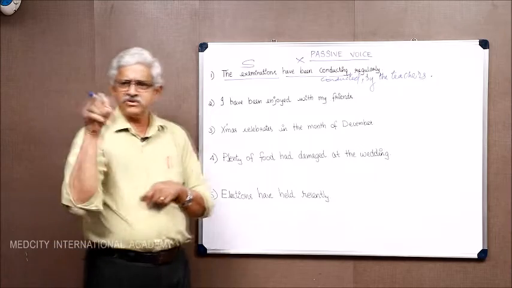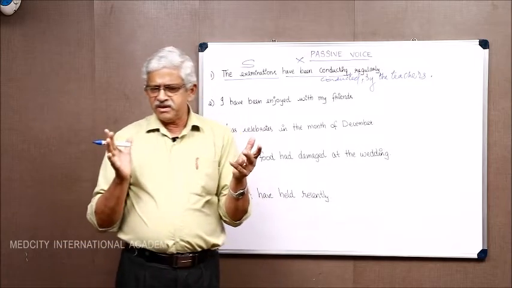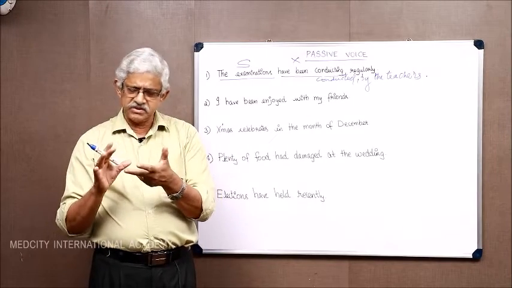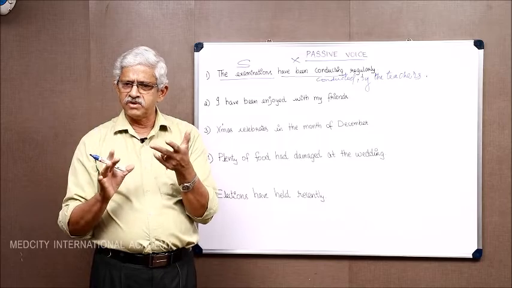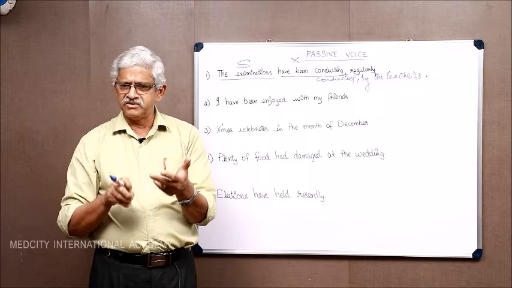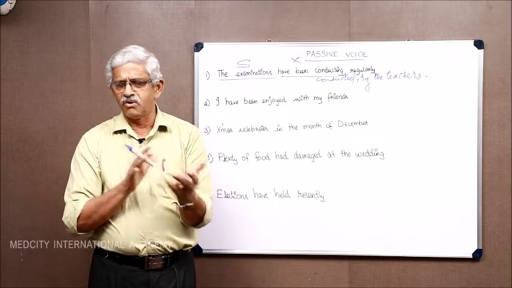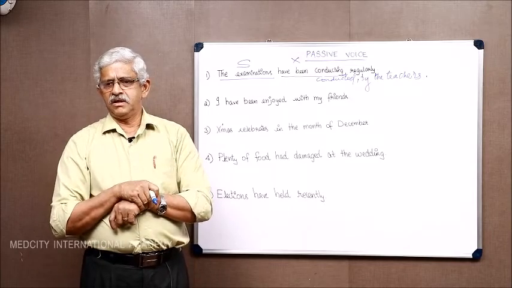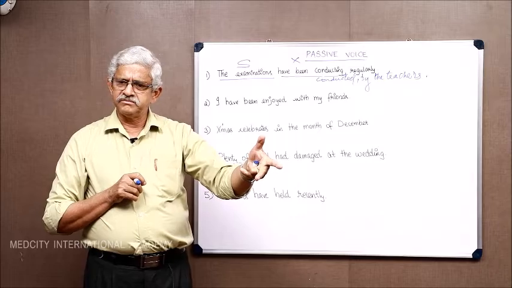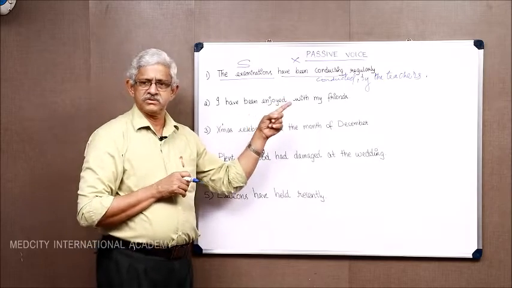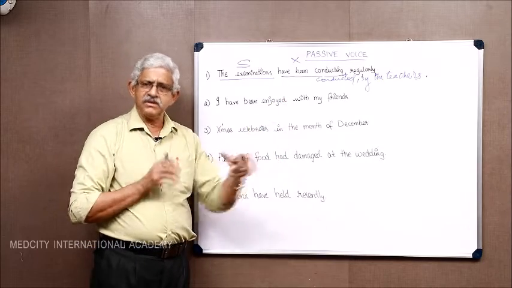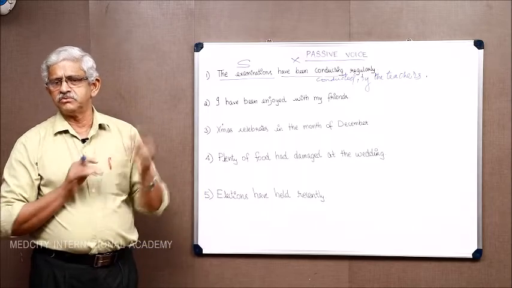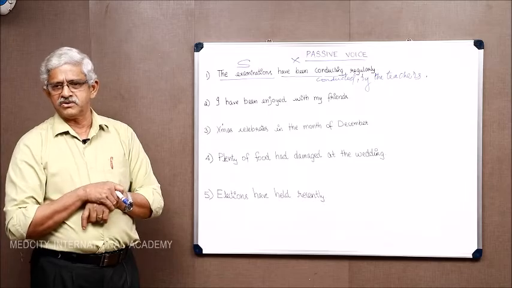So what I want to tell you is, before making a sentence, either in writing or speaking, you must think and you must find out whether your subject in the sentence is an action doing subject or a victim of the action. If it is the action doing, you should write active voice. And if it is the victim of the action, you should put the verb in the passive voice. This is what you should understand.